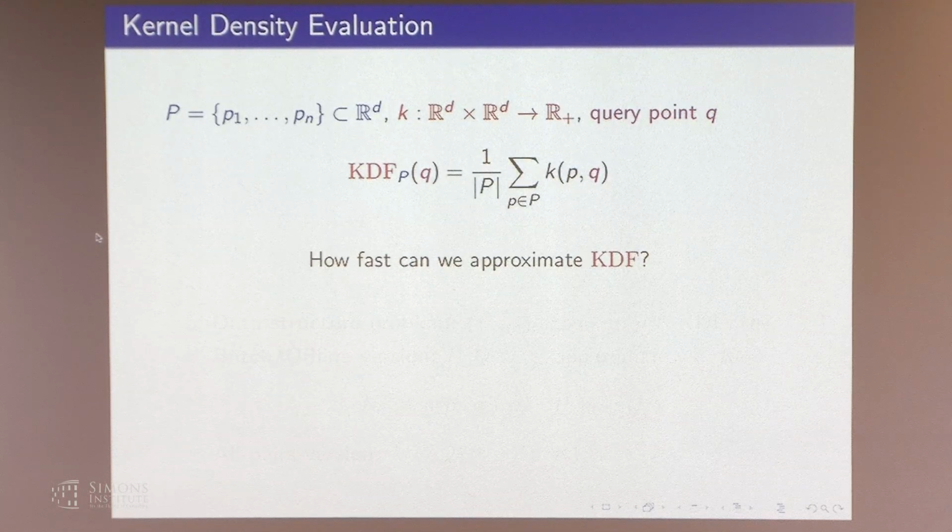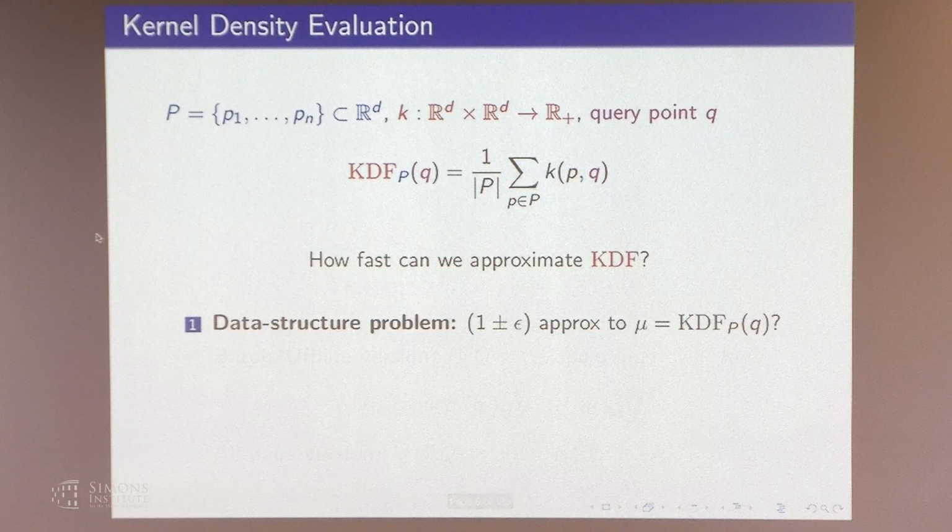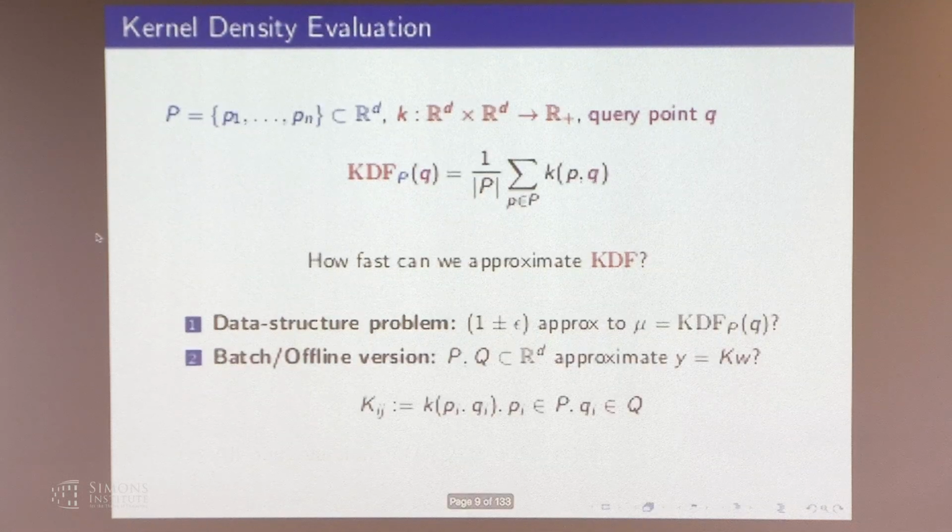So there are a few different questions that you could ask. One is this data structure problem that I just mentioned. If you wanted to approximate this quantity, let's say this average is mu, can you approximate this to within 1 plus minus epsilon, and how do you do it? What's the data structure?